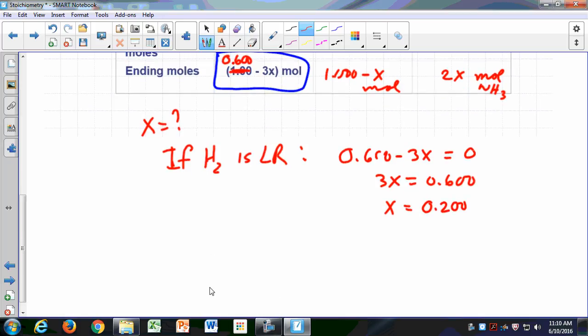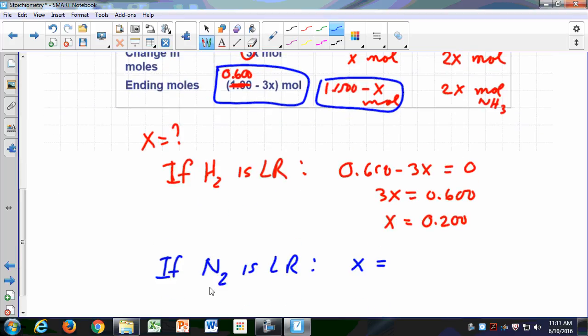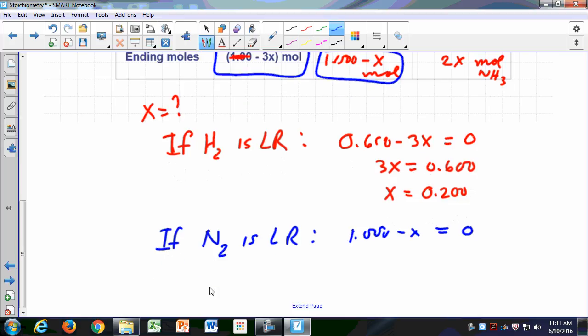Okay? What if the nitrogen is the limiting reactant? If N2 is the limiting reactant, then all of that 1 will be gone, right? So 1.000 minus x is going to be 0. It will be used up completely. And then x would be equal to 1.000. So which assumption is valid? H2 will run out first, by the time the extent of reaction is 0.2.